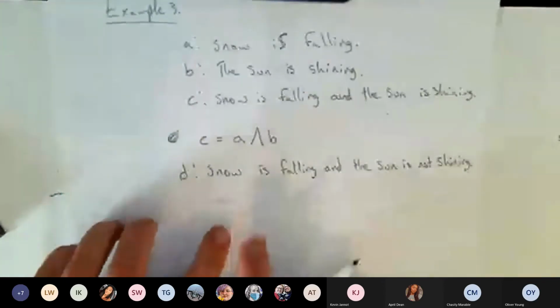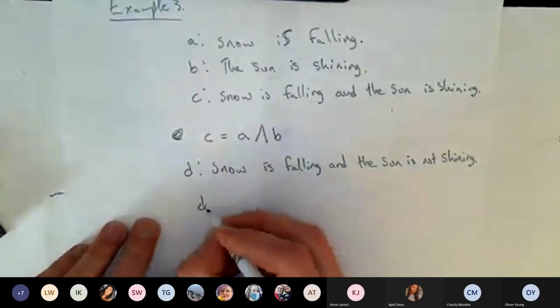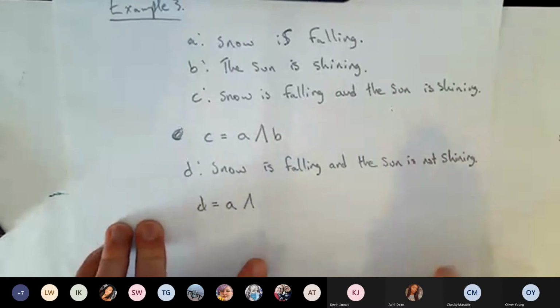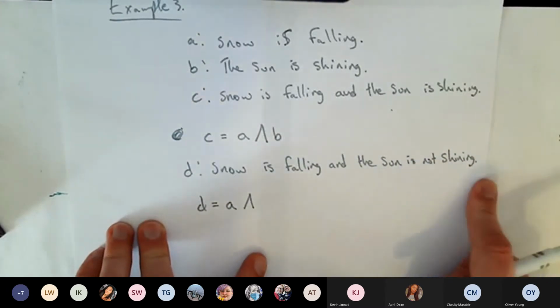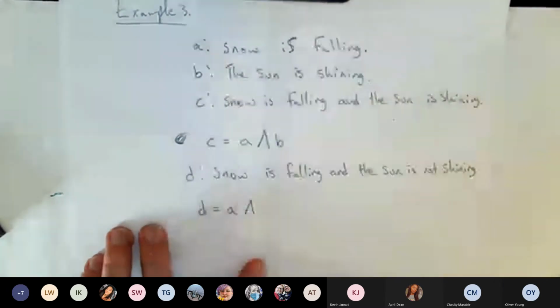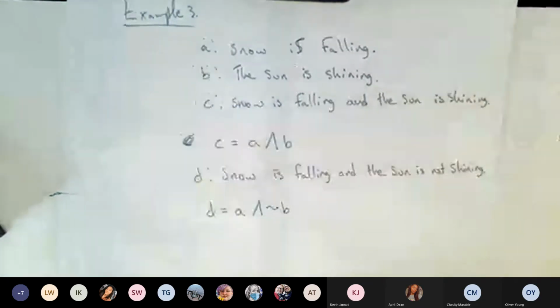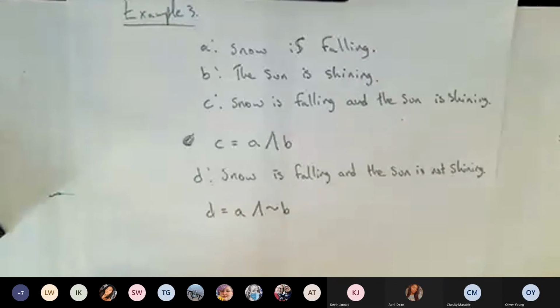So what if the statement D is snow is falling? Okay, so D equals snow is falling is A, and the symbol for the sun is not shining is the negation of B. So I would say D is A and the negation of B there. Cool. Just putting the symbols together there.